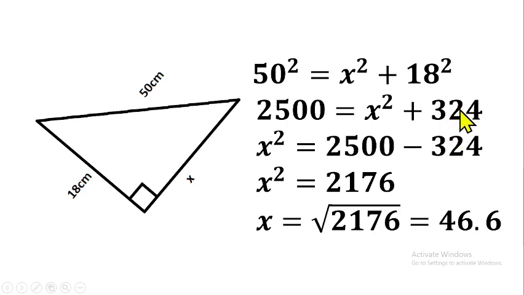From there we can take the like terms. 324 will come to this side, so we have s squared left here. So we have s squared equals 2500 minus 324. If you subtract that, you have 2176 as our s squared. Our aim is to find x, and that is only possible if you take the square root of both sides. So square root of s squared will give us x, and square root of 2176 will give us 46.6 approximately to one decimal place.